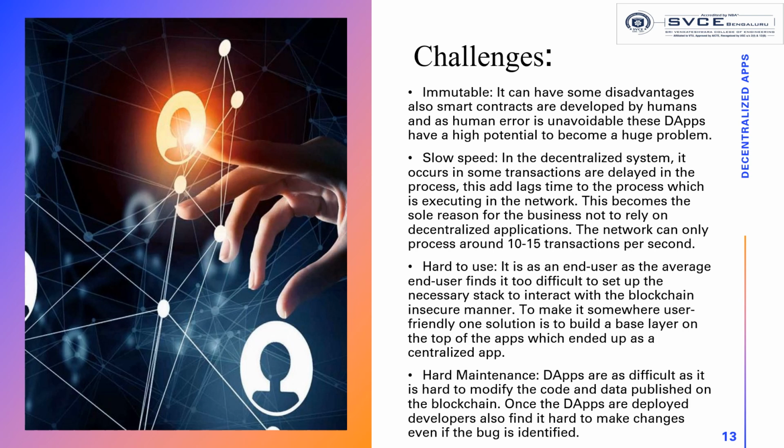Third one is hard to find or hard to use. The average end user finds it too difficult to set up the necessary stack to interact with the blockchain in a secure manner. To make it somewhat user friendly, one solution is to build a base layer on top of the apps, which ends up as a centralized app. Next one is hard maintenance. The apps are difficult to maintain as it is hard to modify the code and the data published on the blockchain network. Once the DApps are deployed, developers also find it hard to make changes even if a bug is identified.